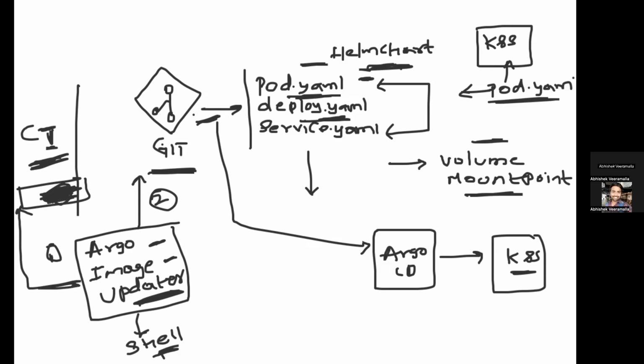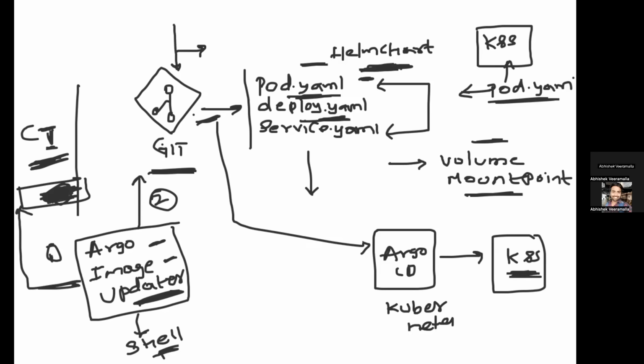So Argo Image Updater has updated your Helm chart values.yaml with the new image tag, or it has updated your deployment.yaml with the new image tag, and there is a new commit created in this Git repository by your Argo Image Updater. Now, as soon as this commit is created, what is the advantage of GitOps tools? GitOps tools are Kubernetes controllers, which are basically sitting inside your Kubernetes cluster.